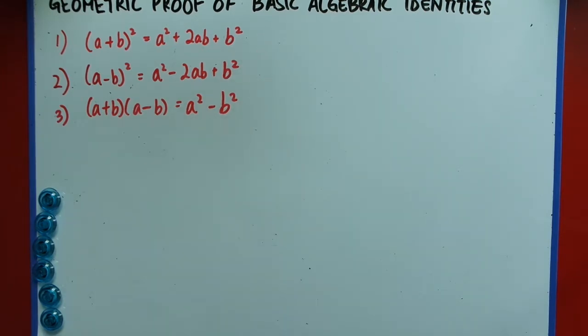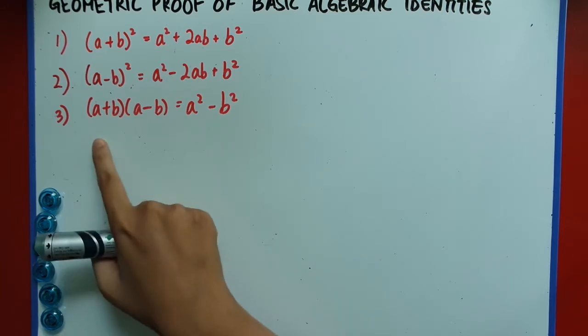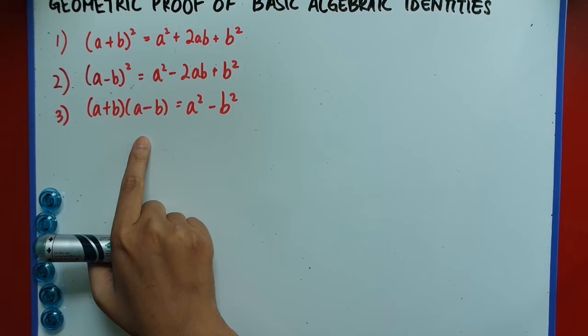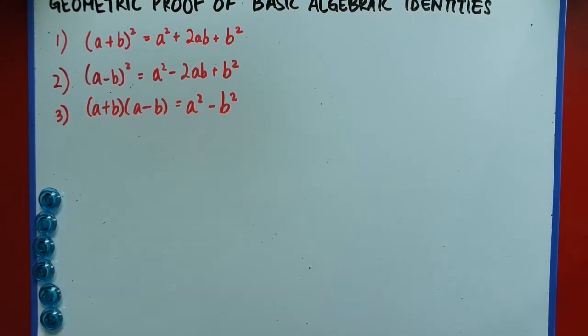They're very important. Okay, the first one is (a plus b) squared is equal to a squared plus 2ab plus b squared. The second one, (a minus b) squared, is a squared minus 2ab plus b squared. The last one here, (a plus b) multiplied by (a minus b), is equal to a squared minus b squared.